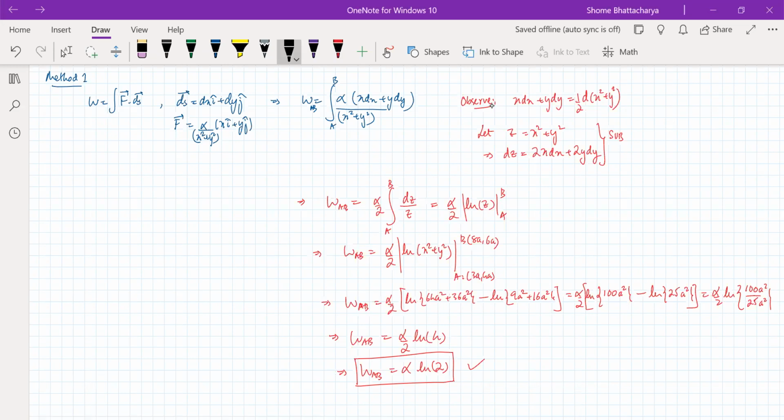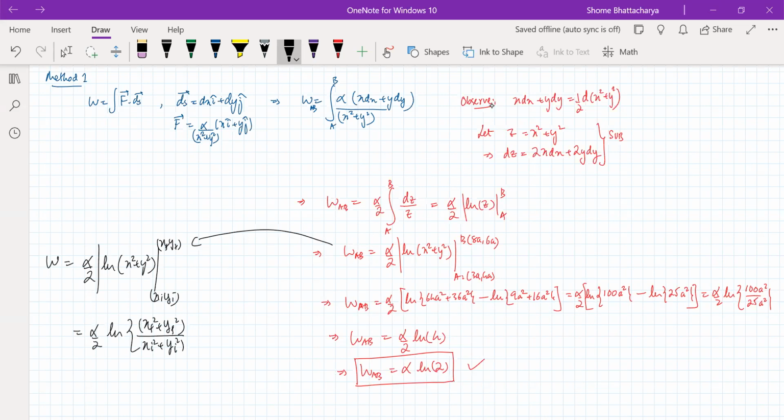And as far as the second part is concerned, from this step itself, you can see that the work done is independent of path. In general, if we calculate the work done, it is alpha by 2 from whatever initial position, whatever final position. So you can see that this expression is path independent. Okay. So therefore, the force is conservative.